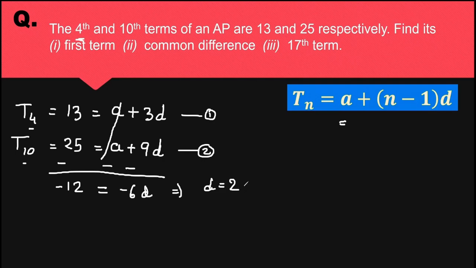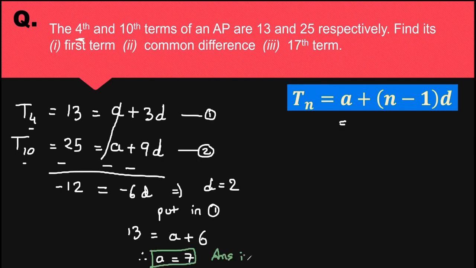You can use the substitution method also for solving these two equations. Once we get the value of d, we can put it in any one equation. Let's say we put it in equation number 1, we get 13 equals a plus 3d. 3d means 3 times 2, that is 6. So a is 13 minus 6, that is 7. So the first term is 7. This is our answer number 1. We need to find the common difference, so we got d also. So this is answer number 2.